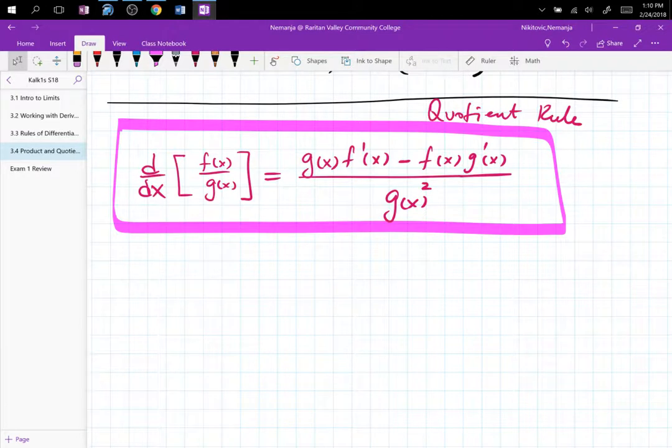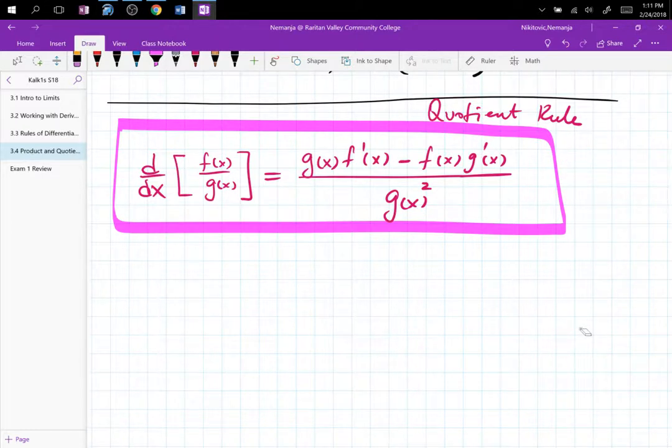So quotient rule is obviously more convoluted. You start by copying the second times the derivative of the first. It's completely opposite from product rule, right? Product rule was copy the first times the derivative of the second. This one is copy the second times the derivative of the first. Product rule was plus, this guy is minus, right? So completely opposite of what the product rule does, divided by g squared.